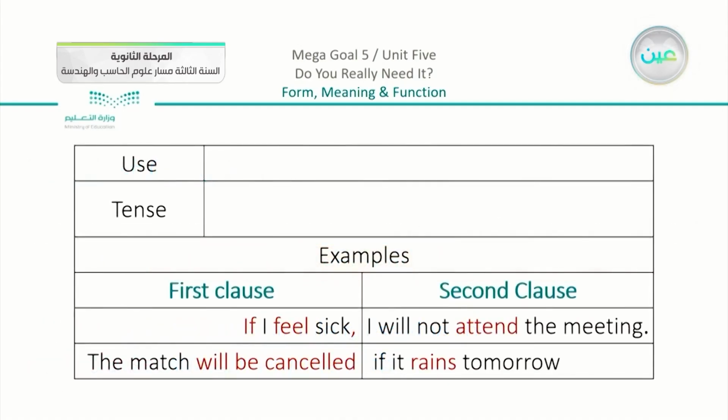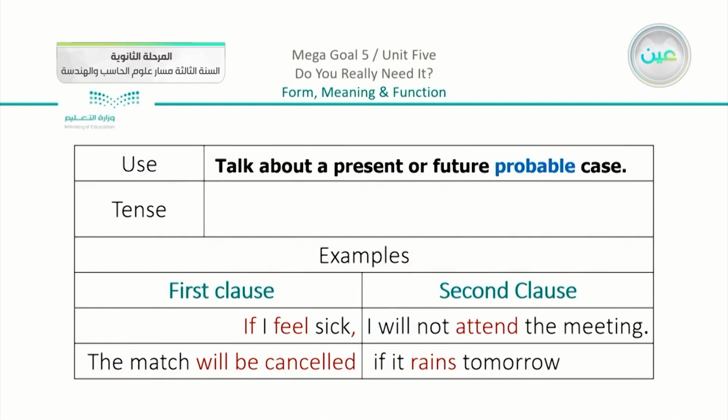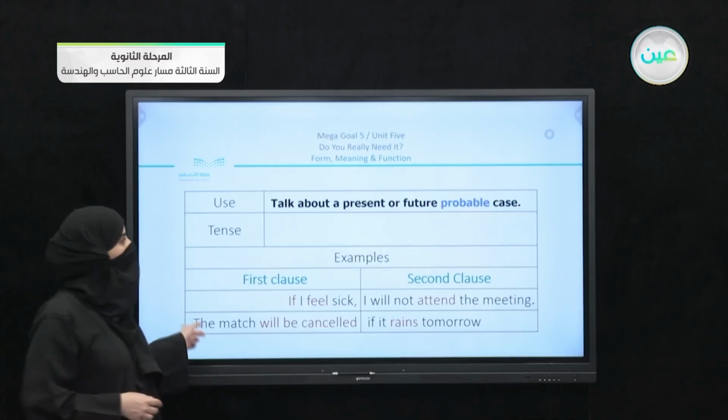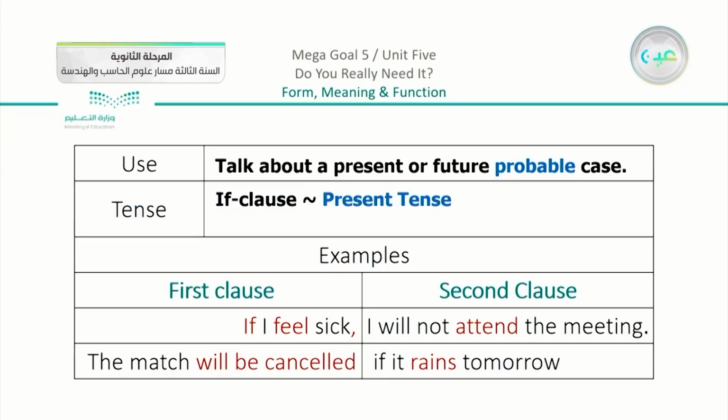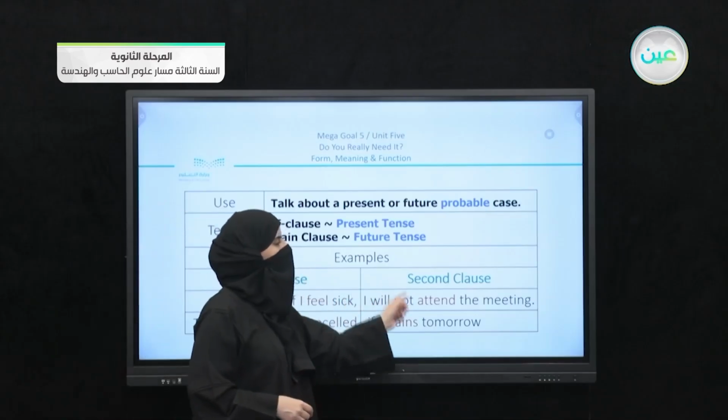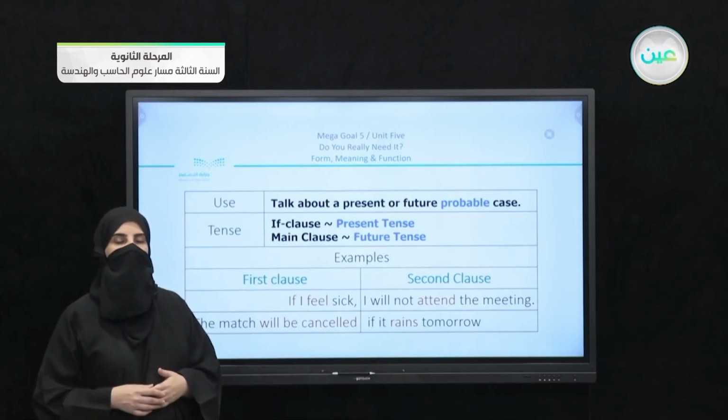Now for examples here, let's just agree that we are talking about a present or a future possibility. It is a probable case. And we have here the if clause plus the present tense, and we have here the main clause plus the future tense. Our example: if I feel sick, I will not attend the meeting. You can see that in if I feel, present simple, which applies to what we are saying. And in the main clause plus the future, you can see in the example that we have here, I will not attend the meeting.